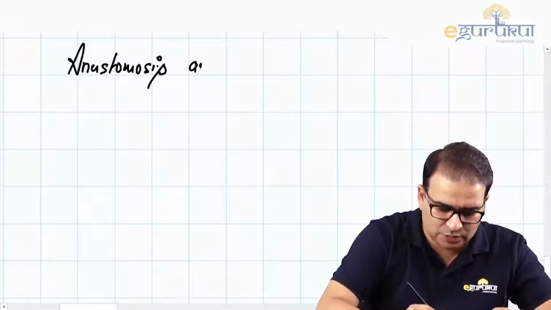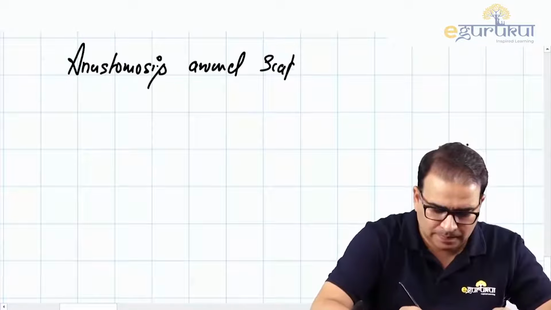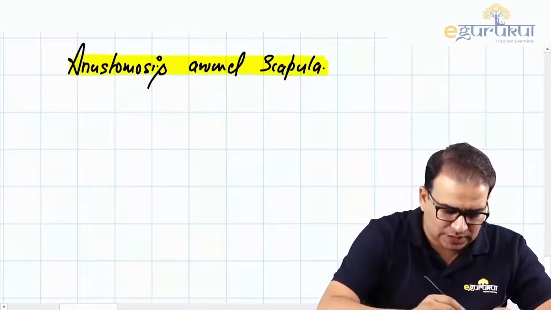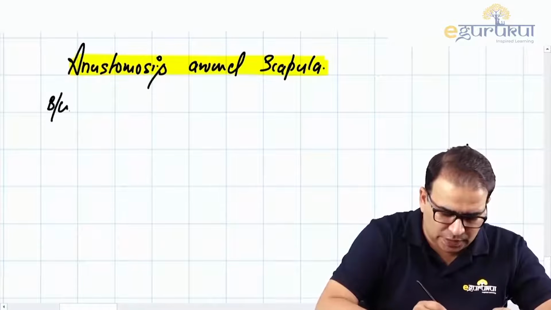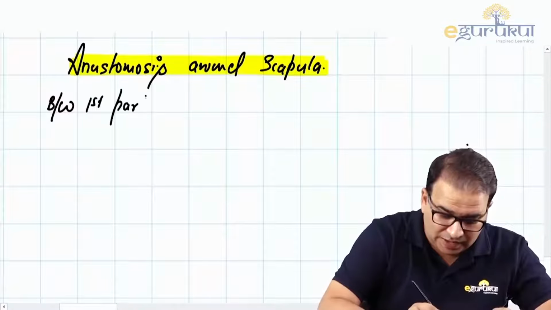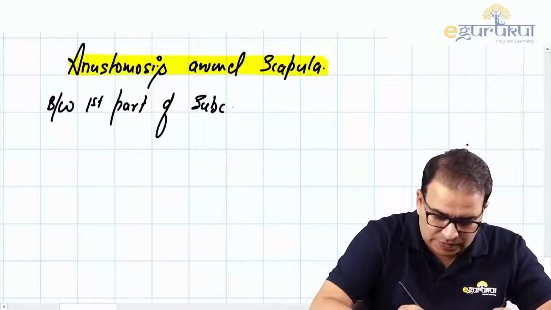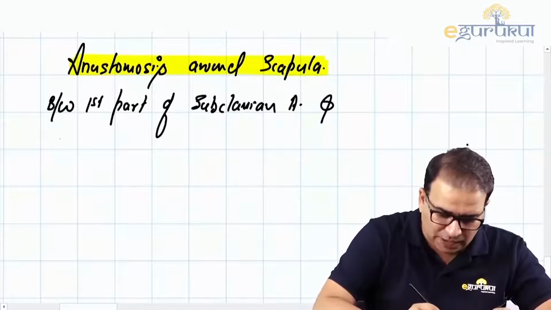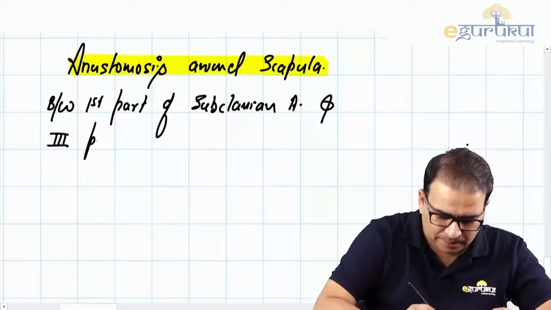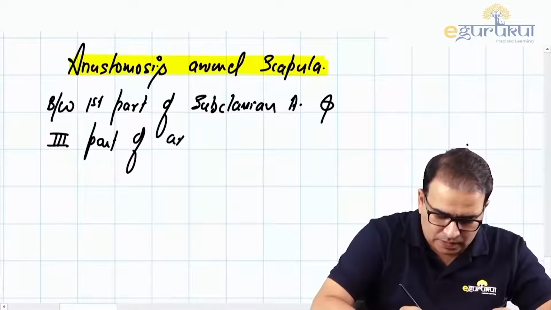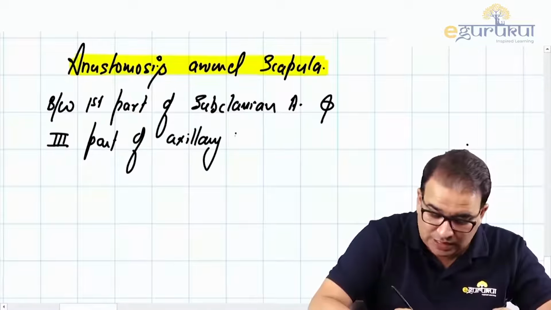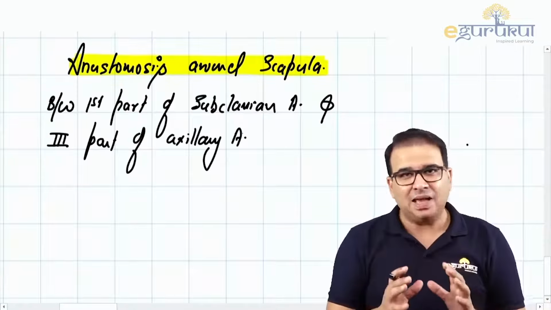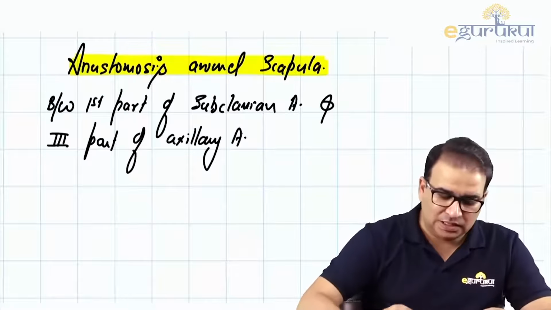So we're talking about the anastomosis around the scapula. Now practically this scapular anastomosis, as I said, is an anastomosis which is present between the first part of the subclavian artery and the third part of the axillary artery. I'm not saying that there is no contribution from any other part of the axillary artery, but it's mainly an anastomosis between the first part of the subclavian and the third part of the axillary artery.